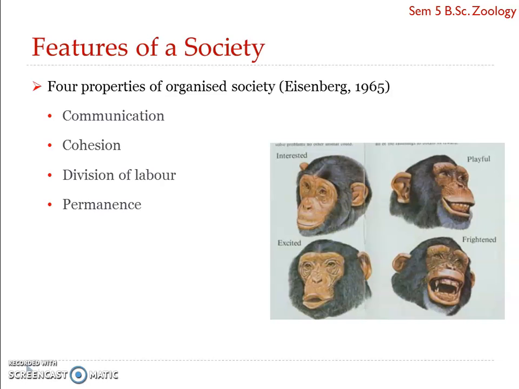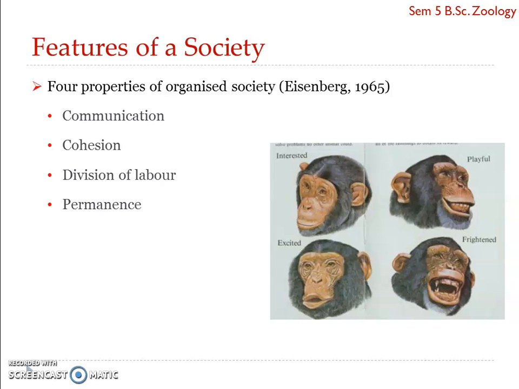The next property is cohesion. The individuals constituting a society tend to remain in close proximity to one another. For example, all the bees of a group live in one hive. The individuals in a herd of deer, a pride of lions, or a pack of wolves remain in close vicinity in a given home range. The individuals in a troop of baboons, while moving, tend to remain in close proximity.